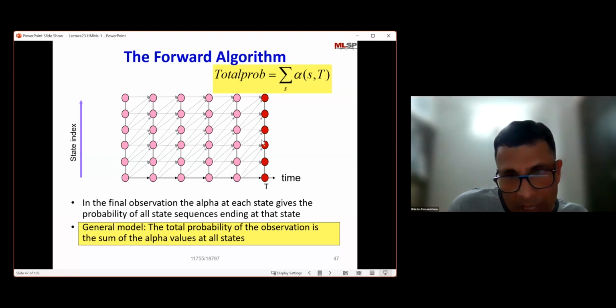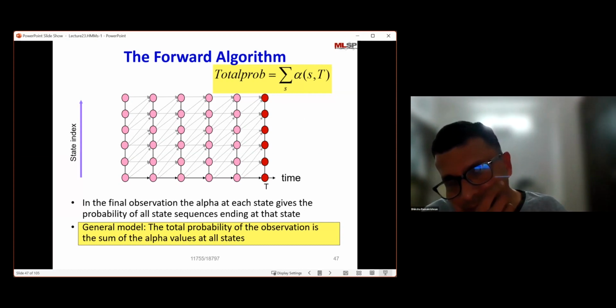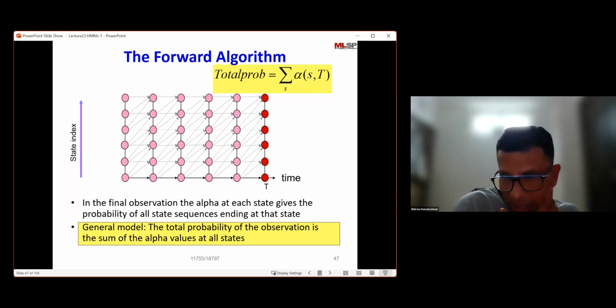So the total probability of the observation sequence is simply going to be the sum of the alphas at all of these states. Basically, it's the probability of the observation sequence in this state, plus the probability of the observation sequence in this state, and this state, and this state, and so on. So the total probability of the observation sequence is the sum of the alphas at the final time. That makes sense? Yes or no? There's some doubts. I'll wait.